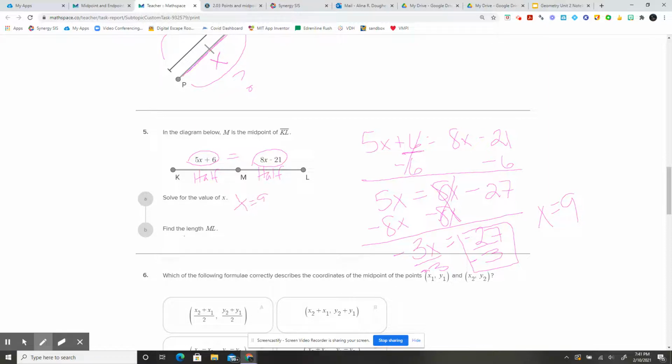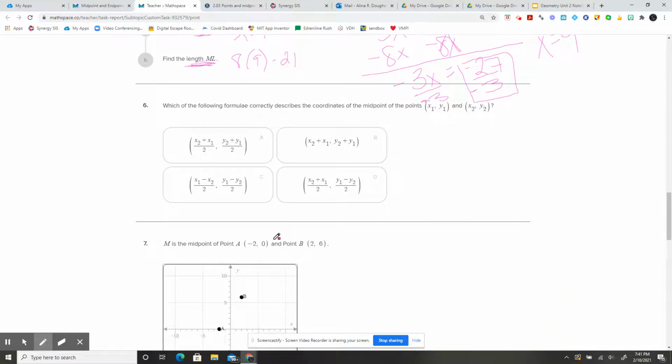But then there's a second part. Find the length of ML. So ML is just this little piece here. So now I've got to substitute in my 9, 8 times 9 minus 21. And if you need to pause the video here, you're welcome to do that. So if you've got 2 halves, you need to set them equal to each other. Solve, and then if the question is asking for x, give x. If the question is asking how long one of those pieces are, you're going to have to do some substituting. Okay?